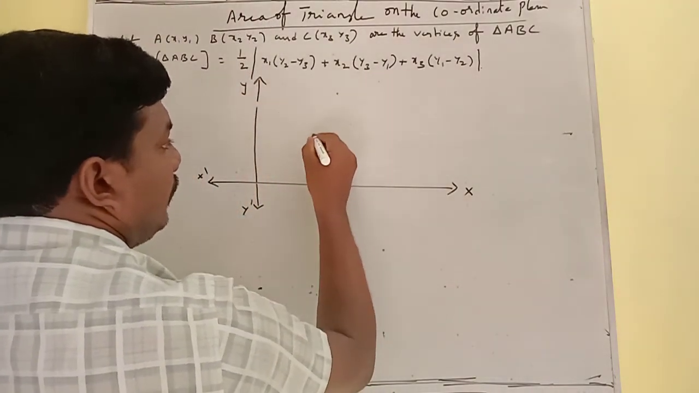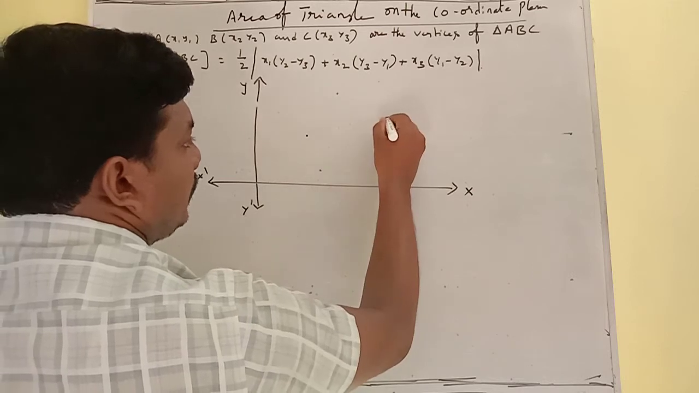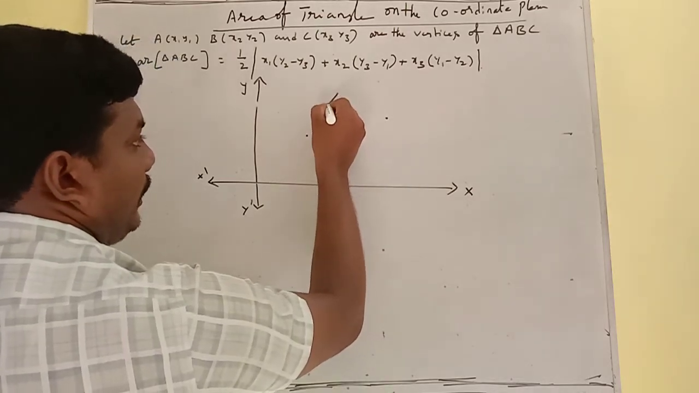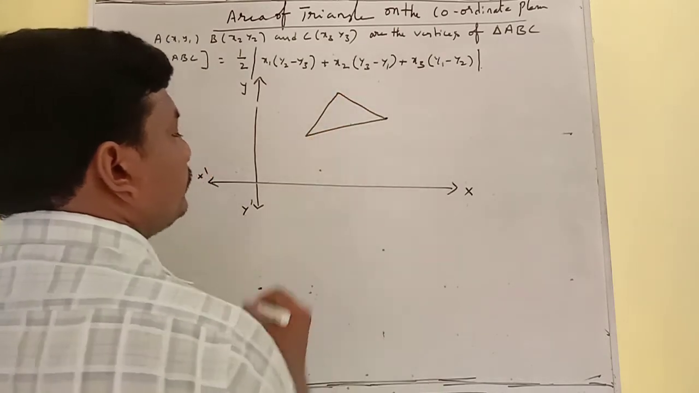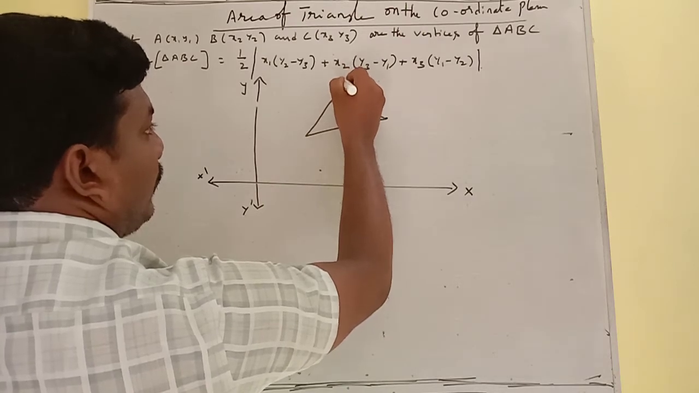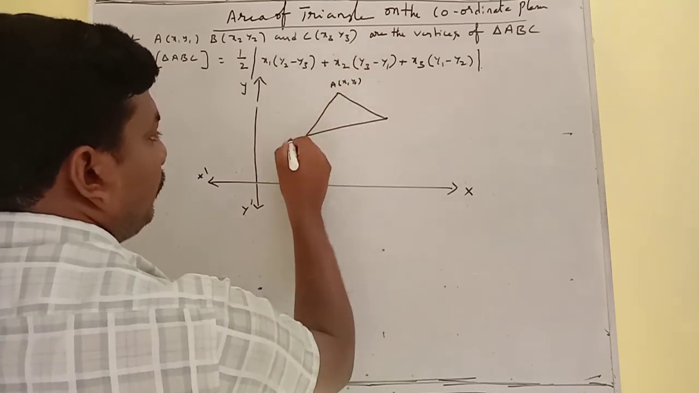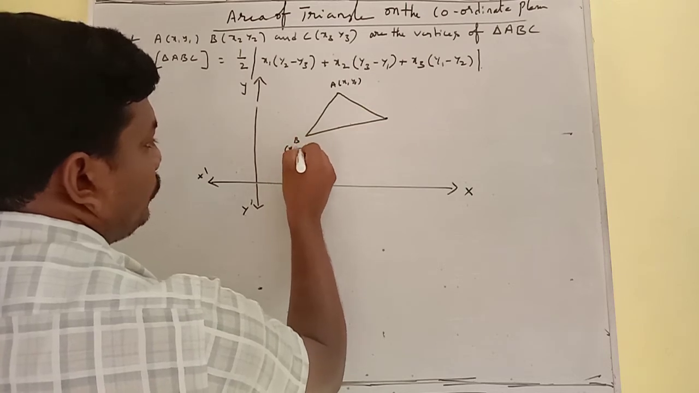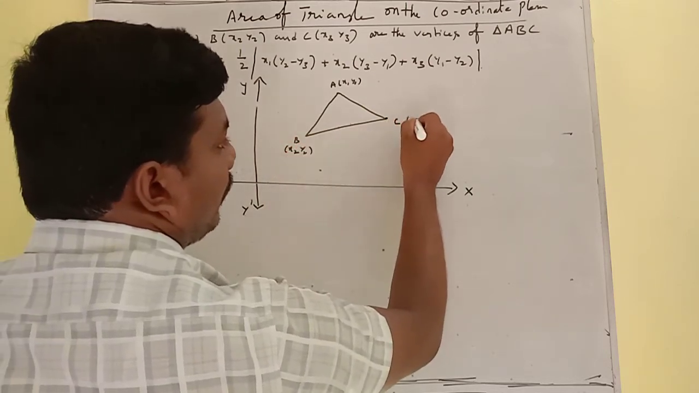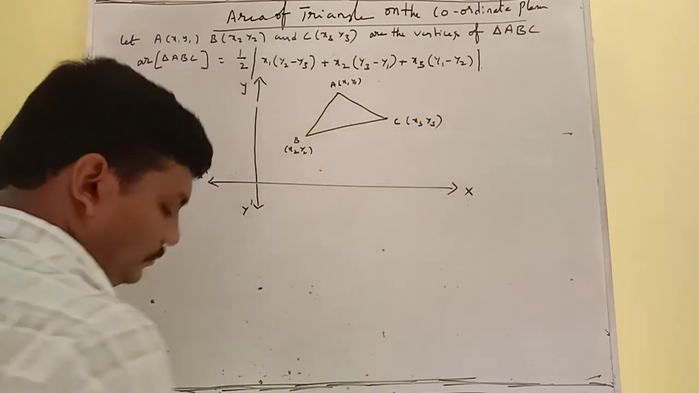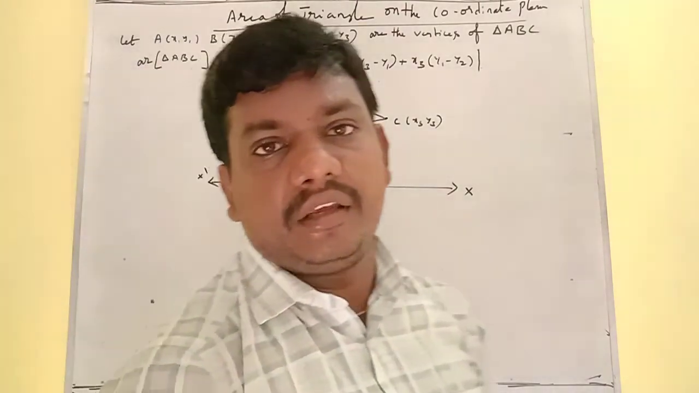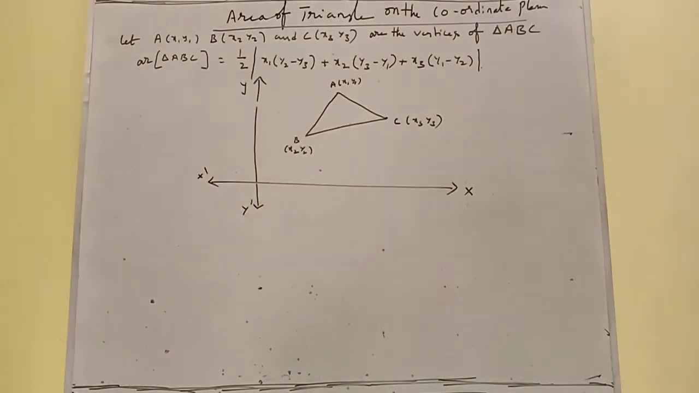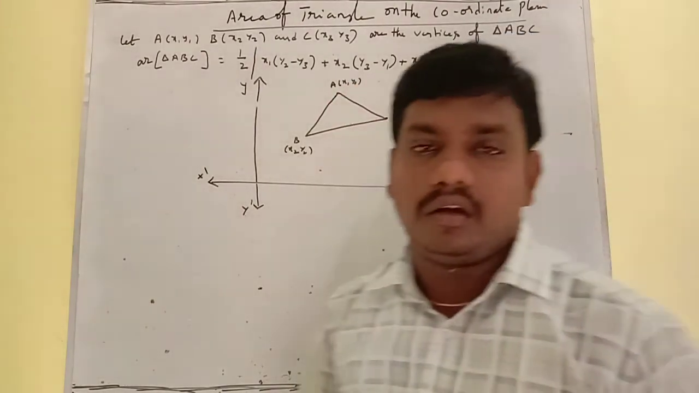A is a vertex and B is another vertex and C is another vertex. Let me consider this is A, B, C. This is a triangle ABC. This is A (x1, y1), B (x2, y2), C (x3, y3). Now this is a triangle ABC on the Cartesian plane.